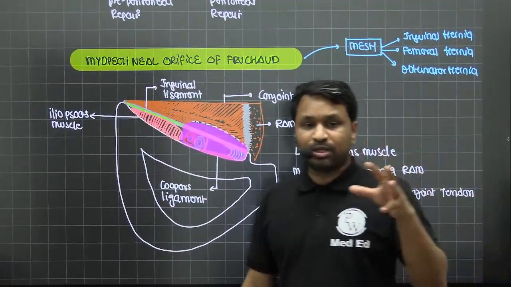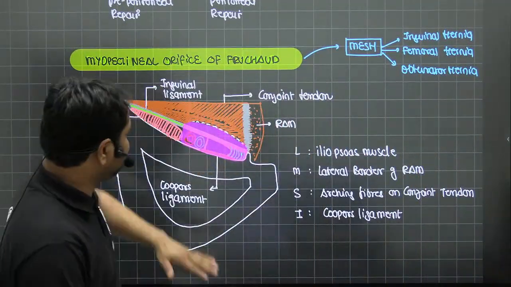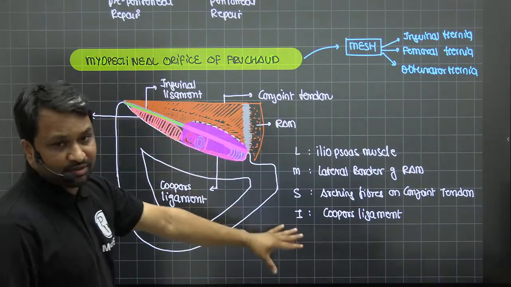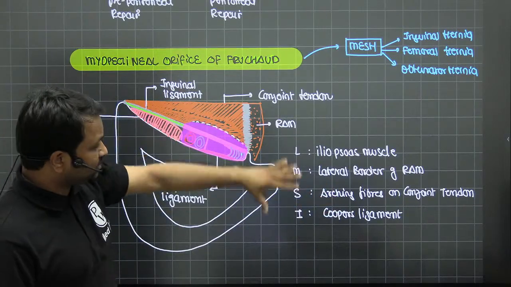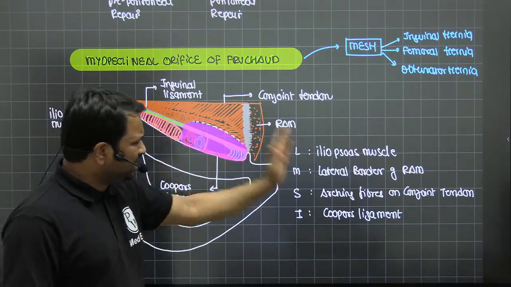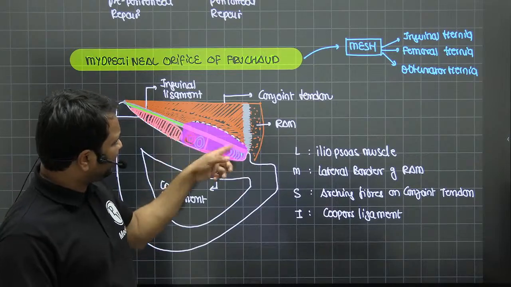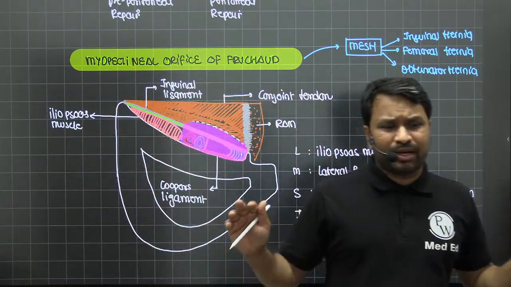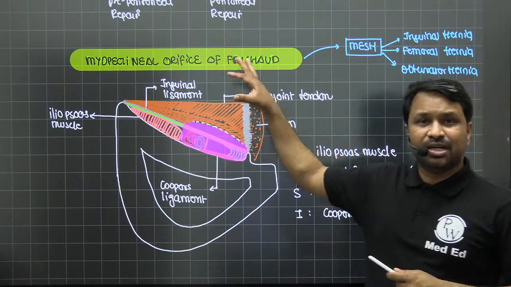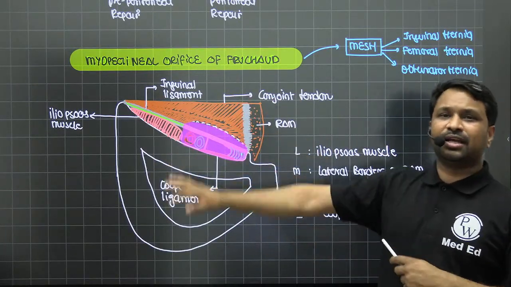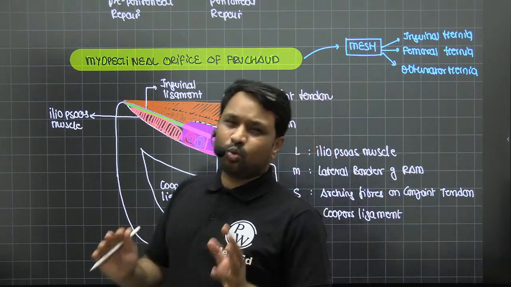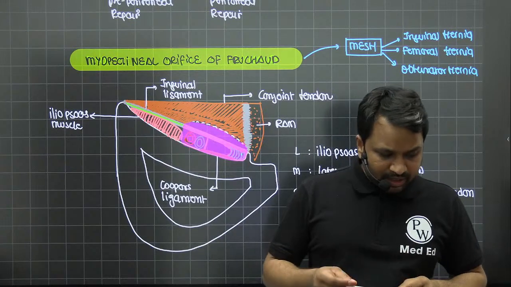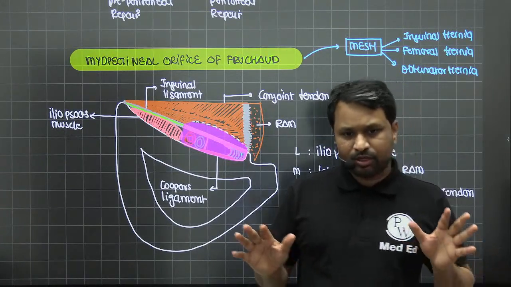What you are going to do is put the mesh in the myopectineal orifice of Fruchaud. When you put the mesh from inside, this blocks this area. All the boundaries of the myopectineal orifice of Fruchaud are important. Lateral is the iliopsoas muscle. Medially, it is the rectus abdominis muscle. Superiorly by the arched fibers of the conjoint tendon. Inferiorly by Cooper's ligament. Again, do not try to mug it up. If you understand this area, we have been revisiting it again and again in all our hernia lectures, so you should be quite confident in talking about it, no matter how it comes. So with that, whatever you need to know about obturator hernia has been covered.